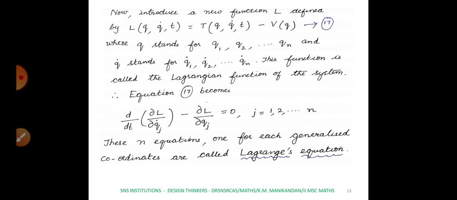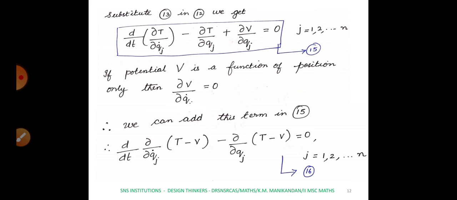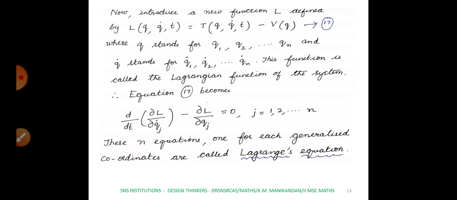So now introduce a new function L defined by L of q, q dot, t equal to T of q, q dot, t minus V of q. Name this equation as 17, where q stands for q1, q2, q3, up to qn, and q dot stands for the generalized velocities q1 dot, q2 dot, up to qn dot. The function is called the Lagrangian function of the system. So T minus V is replaced by L. We get d/dt of ∂L/∂qj dot minus ∂L/∂qj equal to 0 for j equal to 1, 2, 3 up to n.